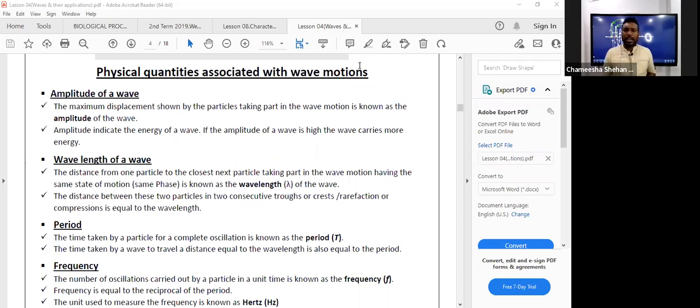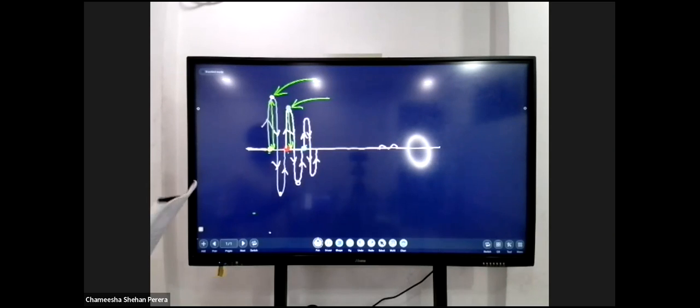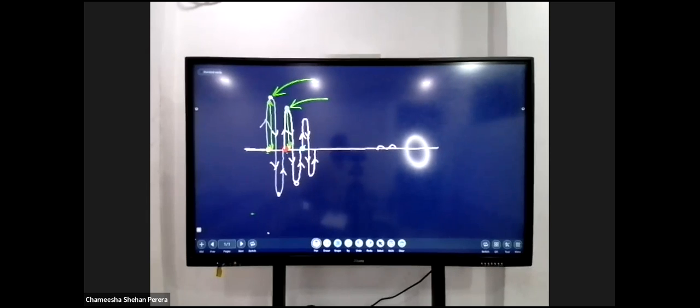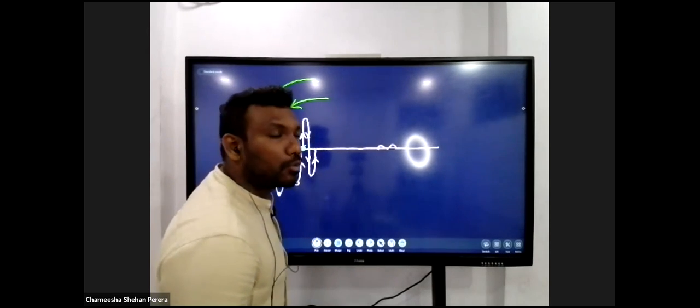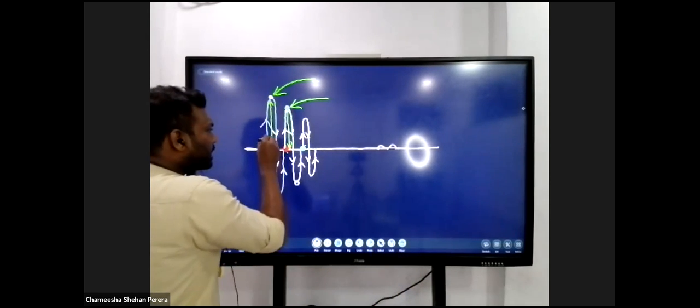What do you mean by the amplitude of the wave? The maximum displacement shown by the particles taking part in the wave motion is known as the amplitude of the wave. So what is the amplitude? The maximum displacement shown by a particle taking part in the wave is called the amplitude, right? So you can say now, maximum displacement shown by the particles taking part in the wave motion is called the amplitude. So you can say this is amplitude.